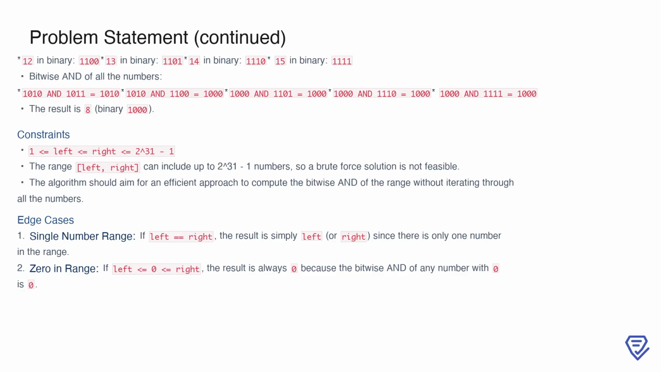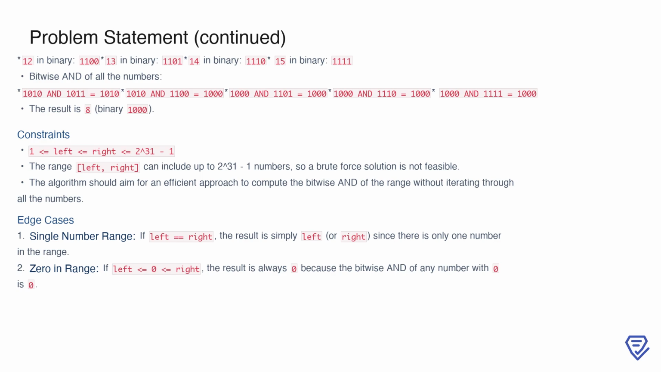For the third example, we have left equals 10 and right equals 15. The numbers in this range are 10, 11, 12, 13, 14, 15. In binary, 10 is 1010, 11 is 1011, 12 is 1100, 13 is 1101, 14 is 1110, and 15 is 1111. To compute the bitwise AND, we start with 1010 and 1011, which gives 1010.